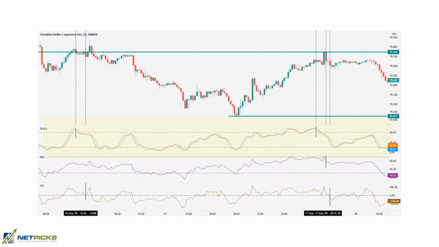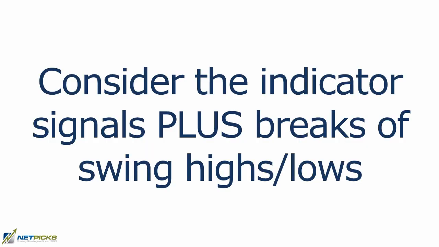Now, if we go to a 15-minute chart, the two-line cross is still the winner, but there's a bit of a trade-off when you go lower. You may see your stop loss hit. Now, that depends on how you determine where to place your stop. When you're using lower time frames, we start to see more peaks and valleys that we don't see in the higher time frame charts. So needing the indicator to make a signal plus a break of a previous swing high or swing low could be something to consider when looking to enter the market.